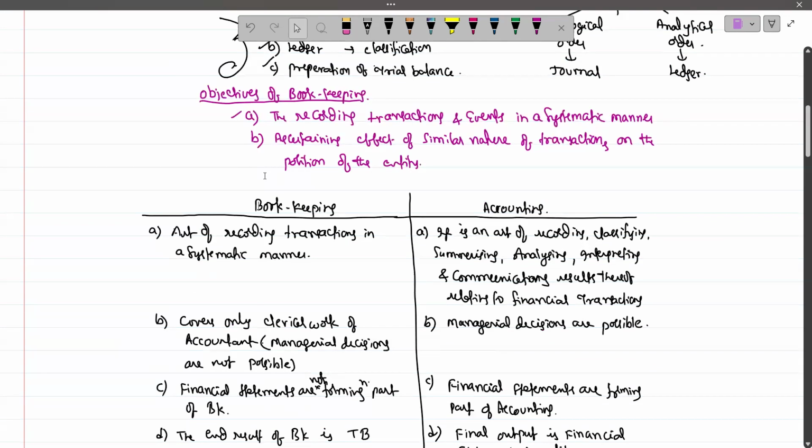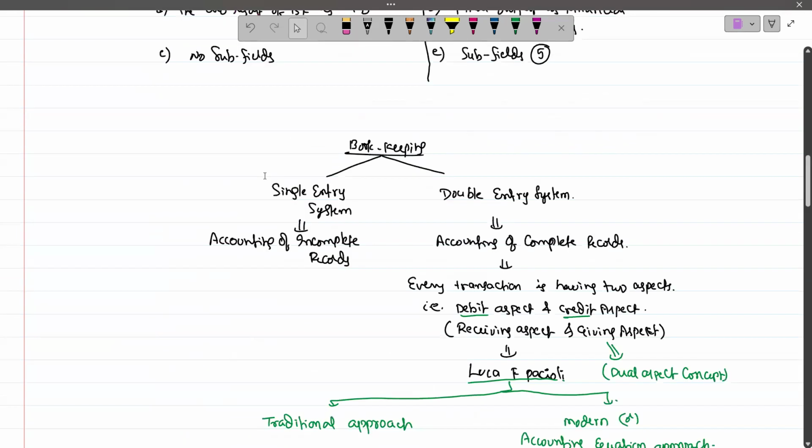And we discussed what the objectives are. The objective of bookkeeping is nothing but recording of the transactions and events in a systematic manner and ascertaining the effect of the similar nature of the transactions on the position of the entity.